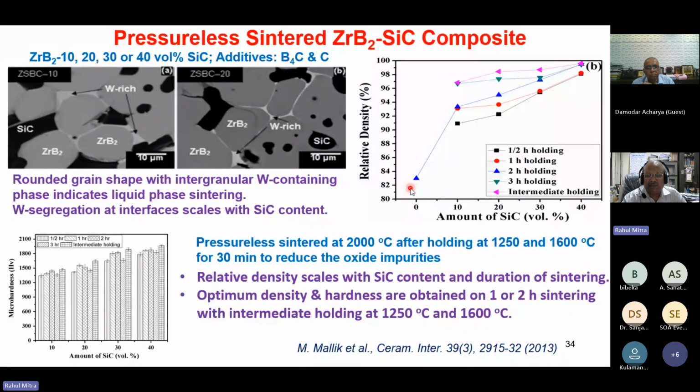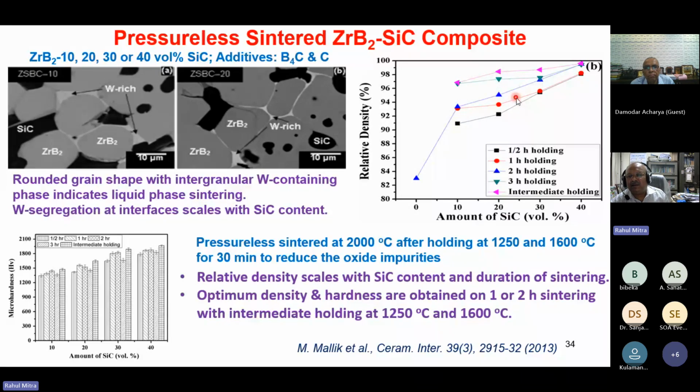These are the results. Relative density has been plotted against silicon carbide content. You can see that with 0% silicon carbide, only 83% densification could be achieved. At 10%, we achieve between 90 to 96%. The best one is with intermediate holding for half an hour, which is the pink one. And without intermediate holding, densities were less. So intermediate holding actually helped in reducing the oxide impurities, which helped in densification.